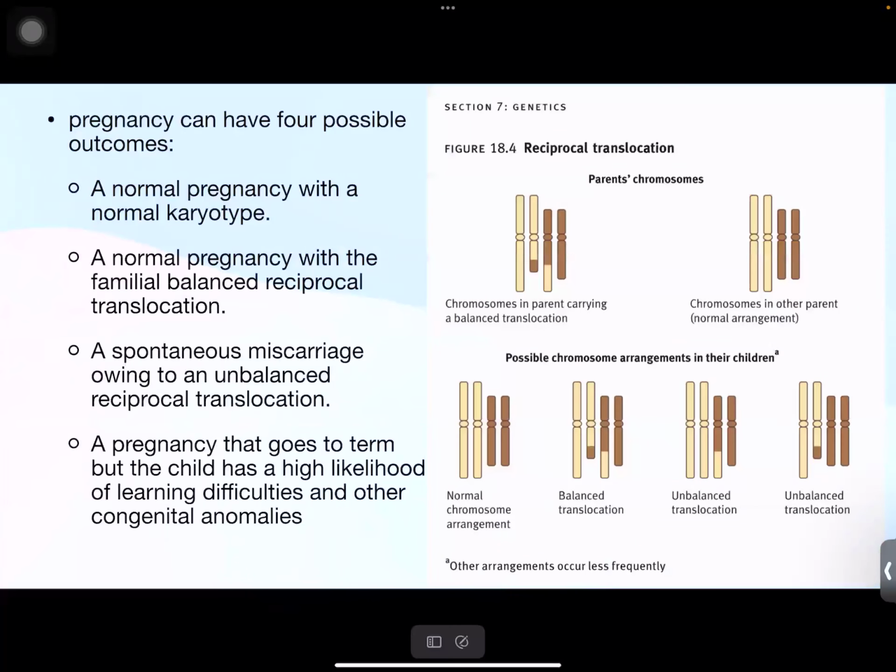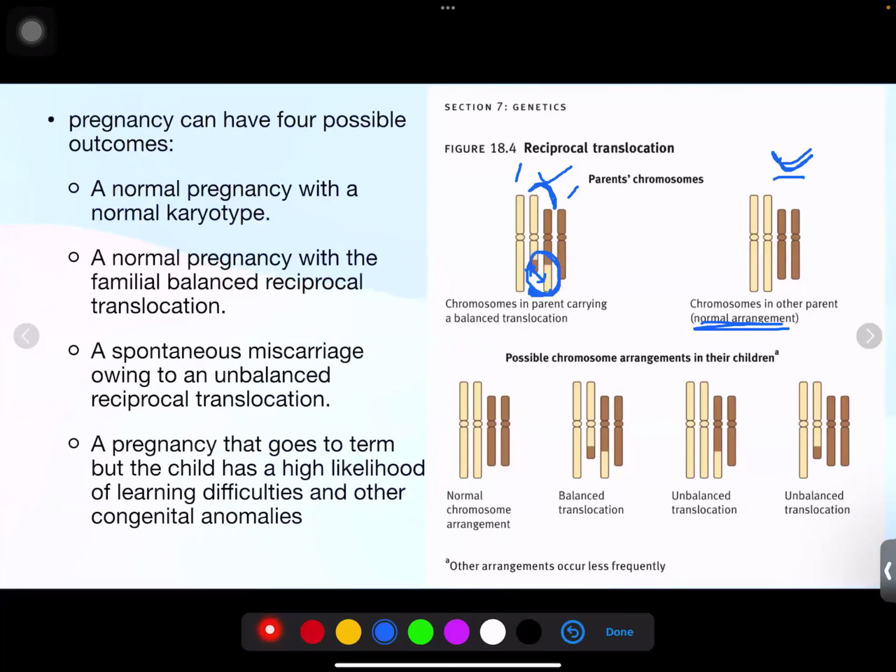See this figure again, this diagram. This parent had a normal arrangement, and these are the chromosomes that have a reciprocal translocation, a balanced translocation. What does it mean? Balanced means if you see the normal arrangement, the genetic material remains the same. There is no extra copy here. So this is the balanced.